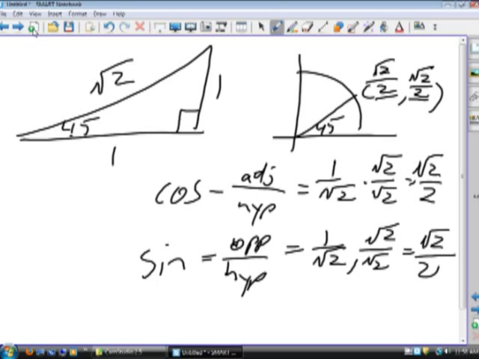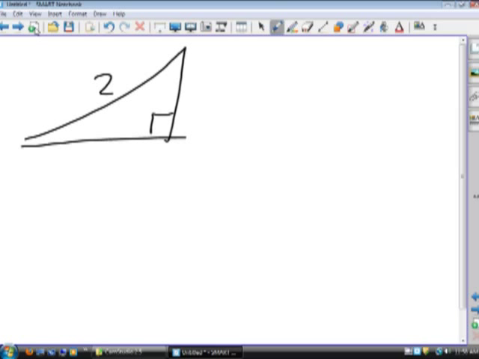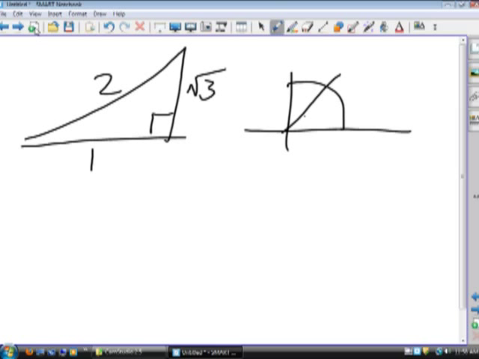Let's look at our third reference triangle. 60 degrees has the same hypotenuse as our 30-degree triangle, which is 2, but now we have to shorten the adjacent leg and extend our opposite leg. So on the unit circle, it's right here. This is our 60 degrees. We have an x-coordinate and a y-coordinate. X is cosine, y is sine.